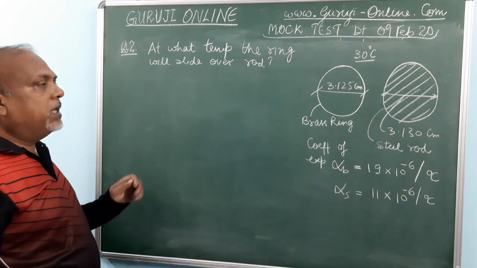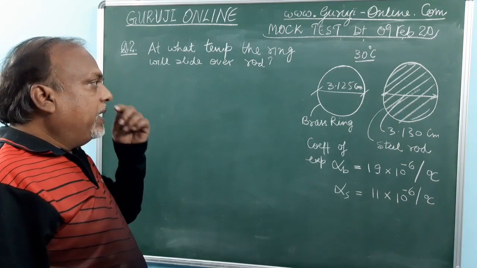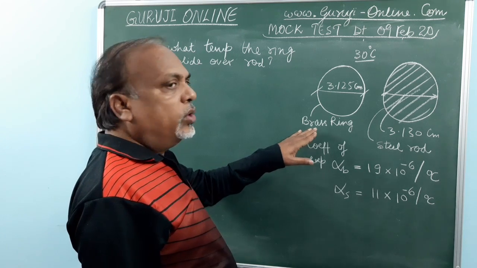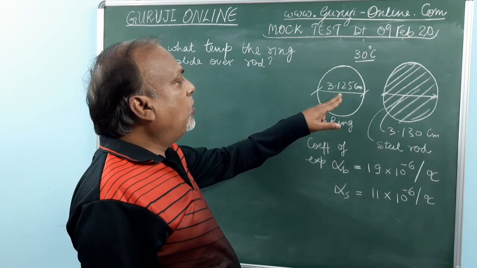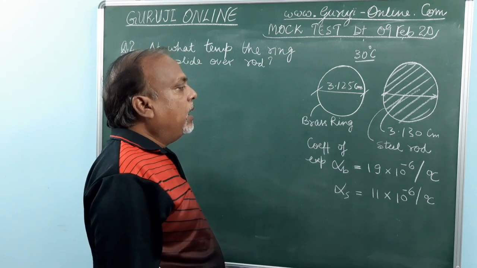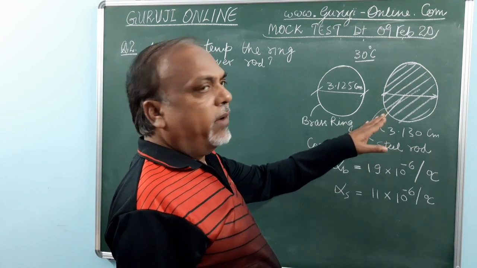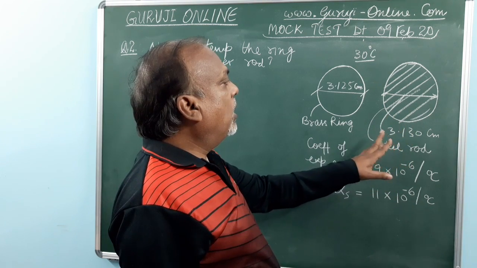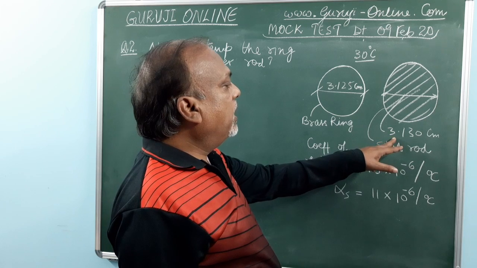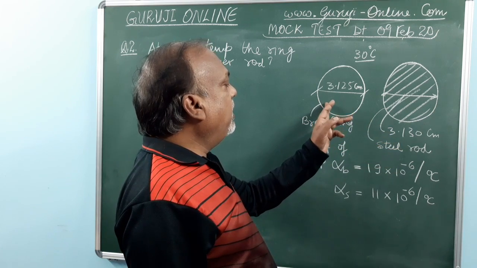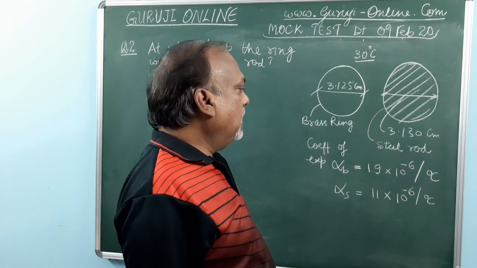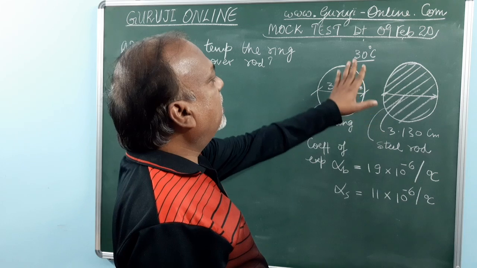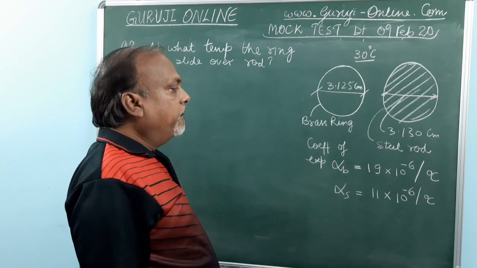Now, this is the second question. In this question, a brass ring is given whose diameter is 3.125 centimeter and a steel rod is given whose diameter is 3.130 centimeter. Now, you see its diameter is more than this diameter. So, this ring cannot fit onto this. And these two things are presently at 30 degrees centigrade.